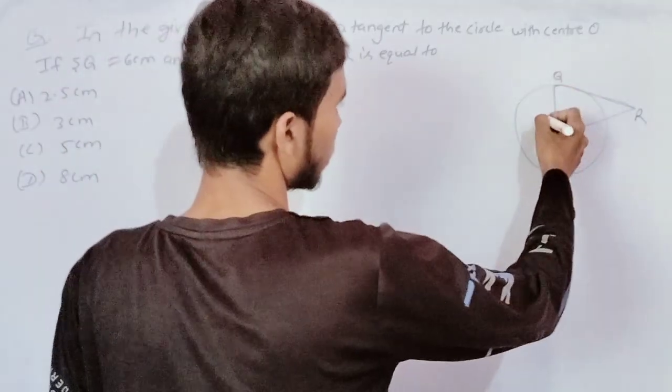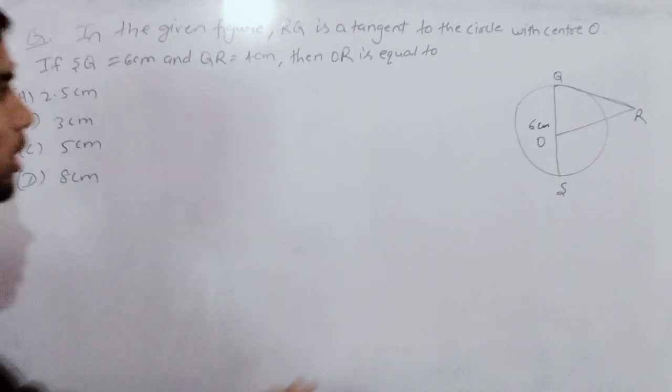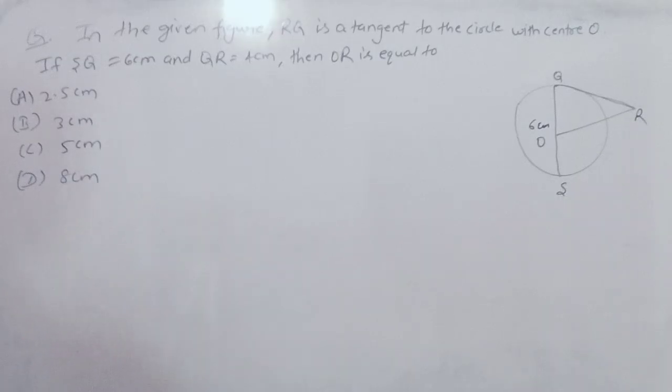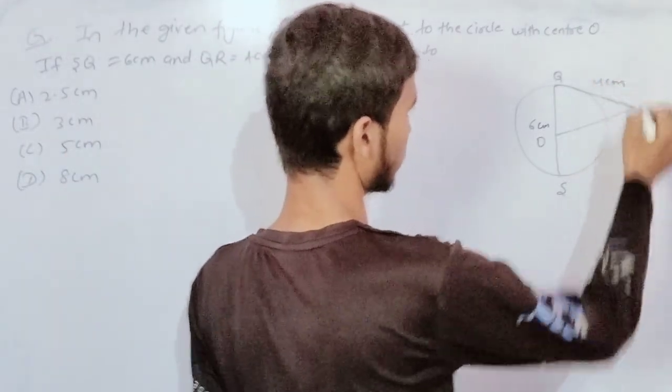So from here till here is how much? 6 centimeters. Clear? This SQ is a line which is passing through the center, so now we can consider it a diameter. That's why QR is 4 centimeters.